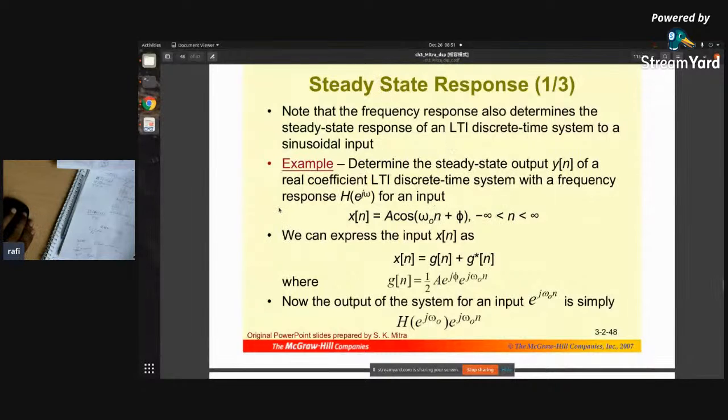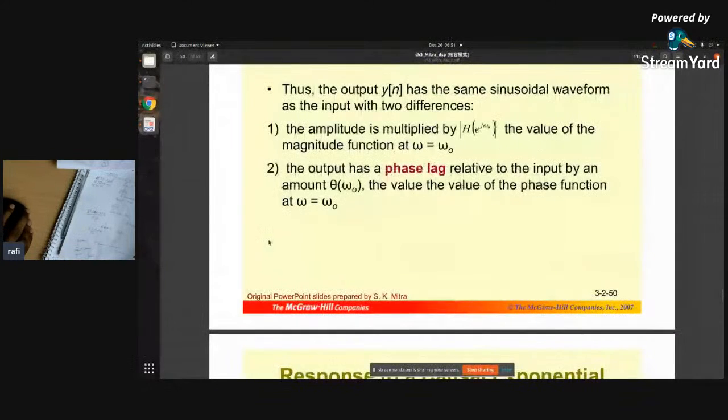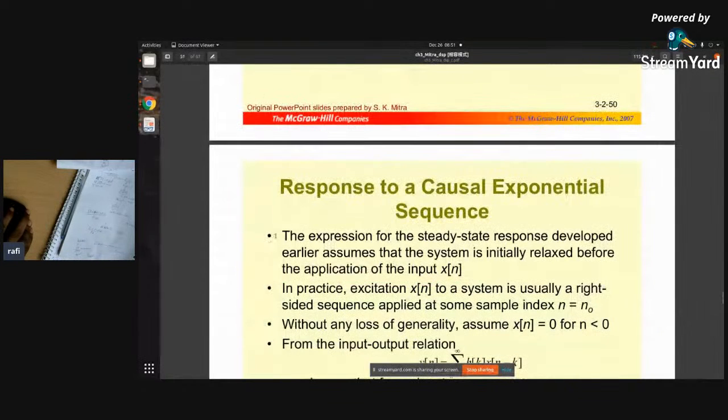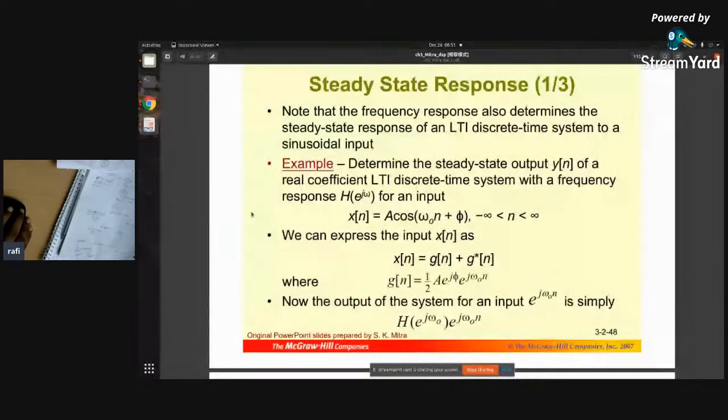So next we'll move on to this response. This steady state response is actually the steady state response. In general, we know that as t tends to infinity, whatever response the system is giving, that is our steady state response. In general, we'll consider only steady state responses. We don't take transient response into consideration in our signal processing.